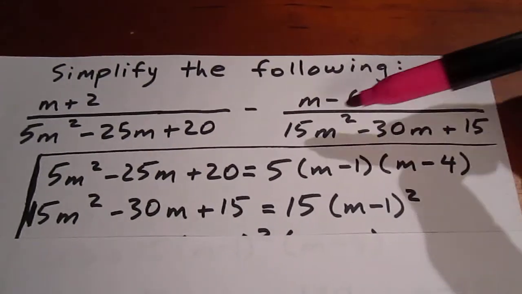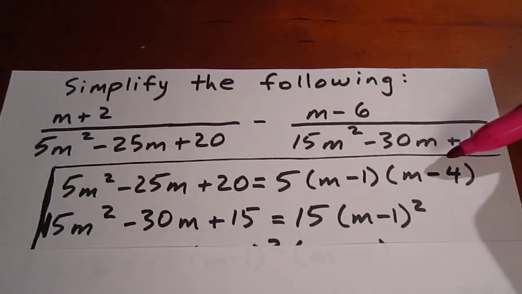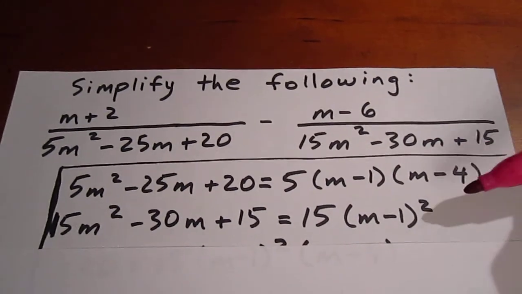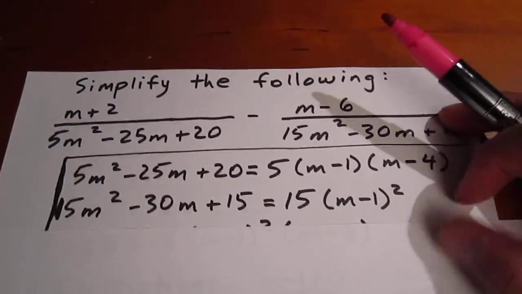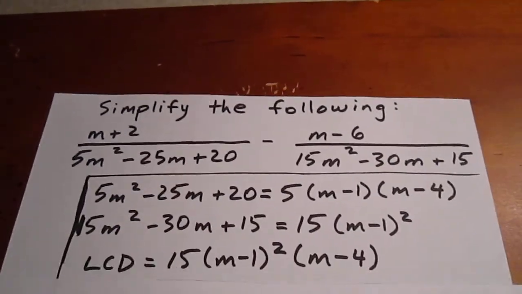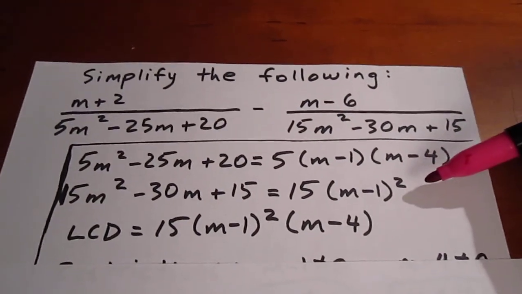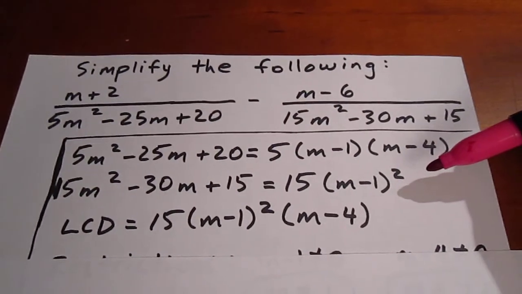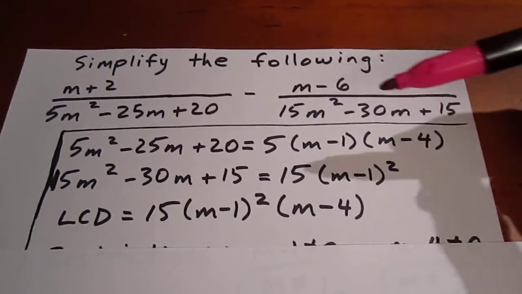Our first denominator factors to 5 times m minus 1 times m minus 4. Our second denominator factors to 15 times m minus 1 squared, which will also help us to determine our lowest common denominator. Now, to determine our lowest common denominator, what we'll do is consider each of the factors in turn.